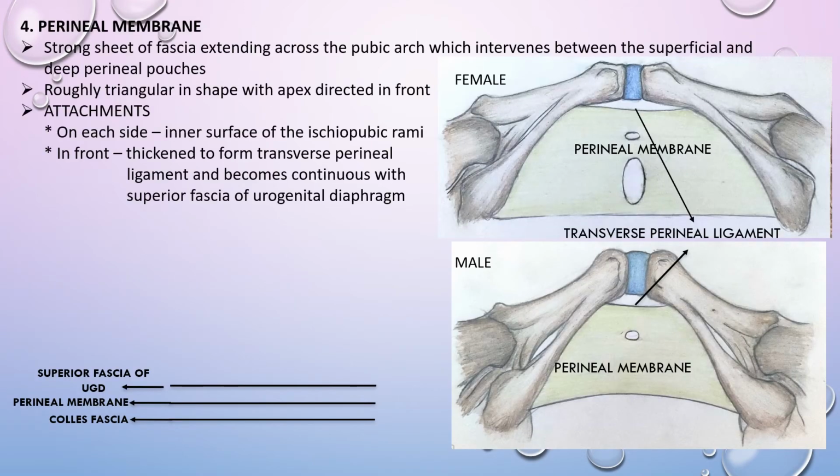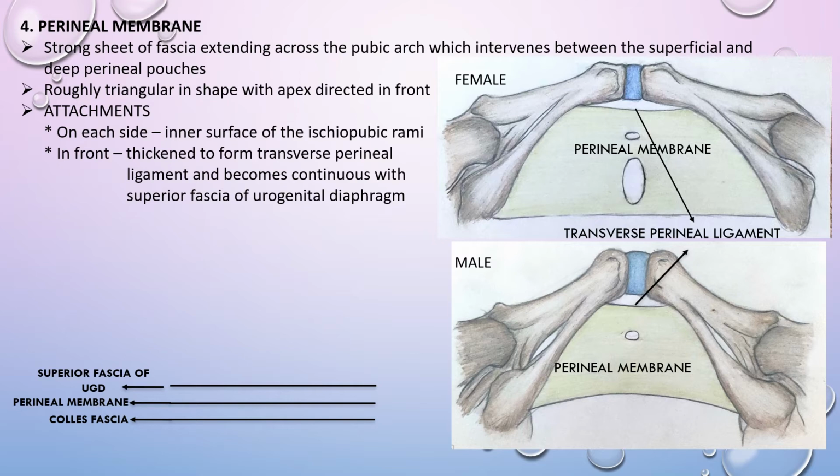Coming to the perineal membrane. The perineal membrane is a strong sheet of fascia extending across the pubic arch, which intervenes between the superficial and deep perineal pouches. It is roughly triangular in shape with the apex directed in front.